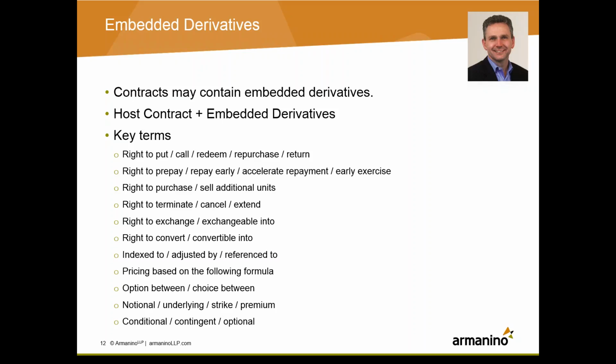So key terms in contracts, here we listed a couple. Some are more obvious than others. So the right to put or call your shares, the right to prepay or purchase, sell additional units. Some might be a little bit less obvious, kind of further down: pricing based on a specific formula, which may or may not be related to the stock price, or there are contingencies or optionality in a specific contract.